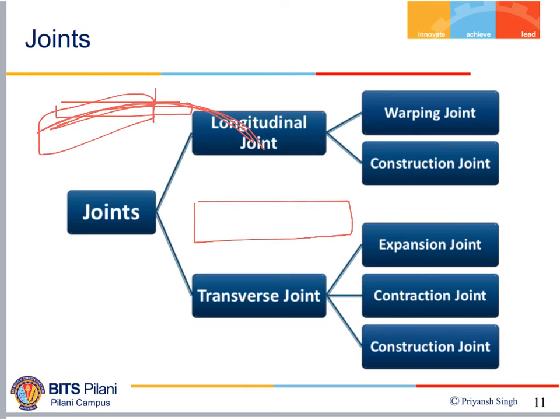Suppose you have a big pavement and this pavement starts expanding or contracting with changes in temperature. If the length of the pavement is more, there will be more expansion and more contraction in the pavement. So in this case, if you decrease the length of your pavement, the expansion and contraction in the pavement will be lesser. For this, expansion and contraction joints will be required.